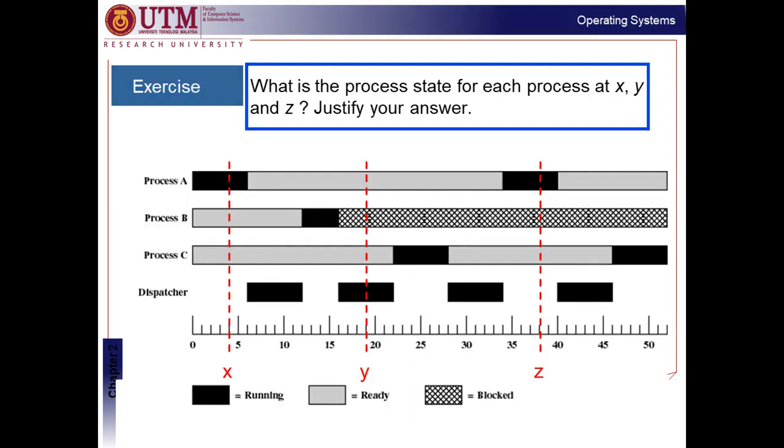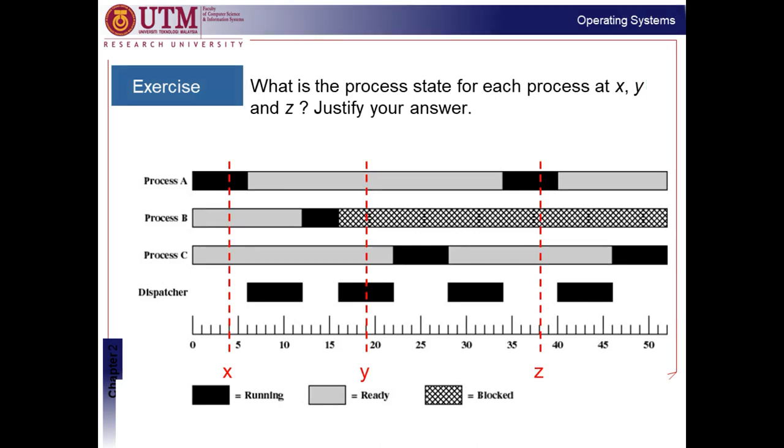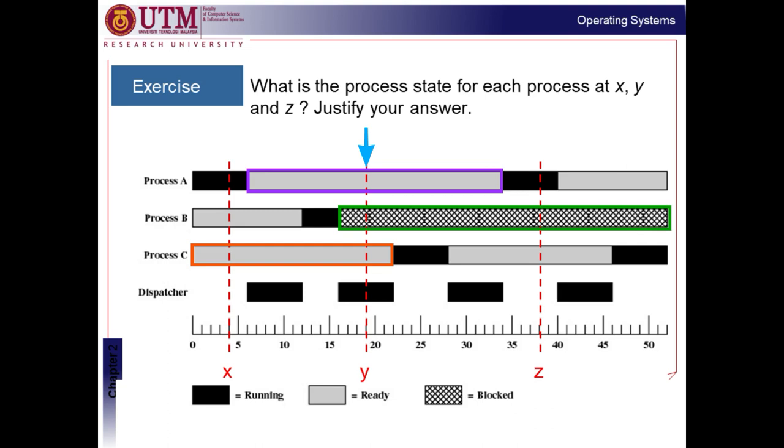The dispatcher Gantt chart allows us to determine the state of each process at a specific instruction cycle time. For instance, during instruction cycle 4, which is labeled as X time, process A is in the running state, while process B and process C are in the ready state. Conversely, during instruction cycle 19, which is labeled as Y time, process A and process C are in the ready state, whereas process B is in a waiting or blocked state.